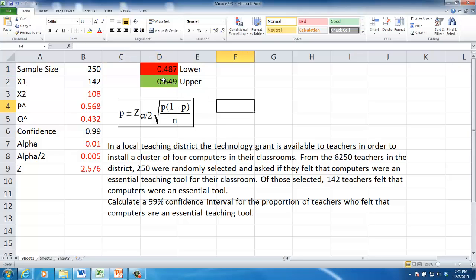So the next formula, the next cell, is the same thing. The only difference is that instead of B4 minus, I use B4 plus. So that means with 99% confidence, 48.7 to 64.9% of teachers feel that computers are an essential tool.